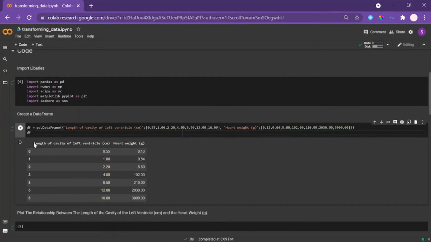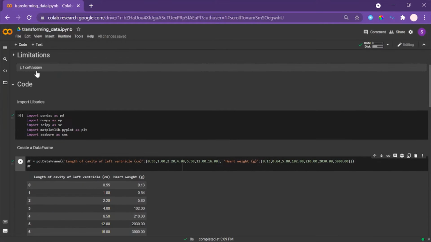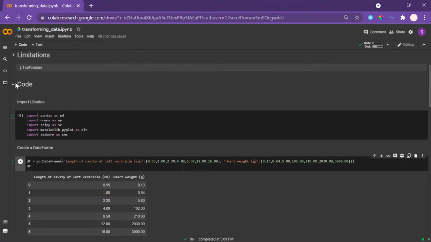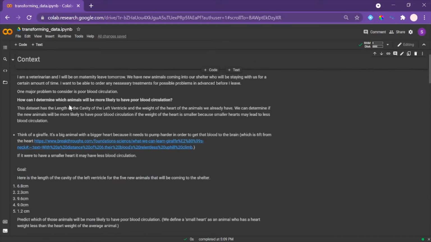So we have one column, which is the length of the cavity of the left ventricle, and then we also have the heart weight. Okay, so now that you've seen the data frame, let me explain what each of these columns mean, give you some context, and then also what the problem is and how we're going to solve it. Okay. So I just made this up like an hour ago, so bear with me. It is not perfect. There are some limitations.